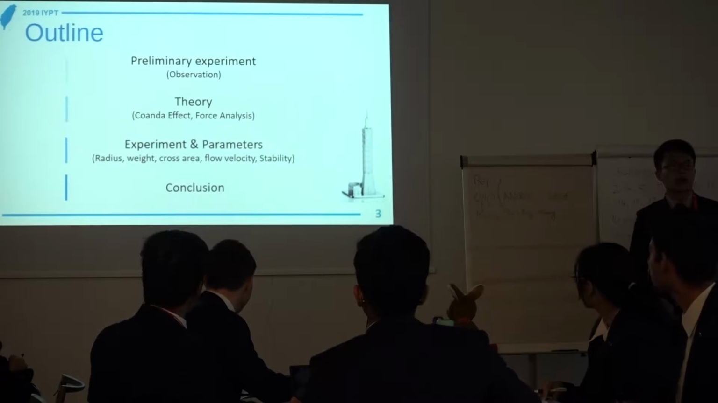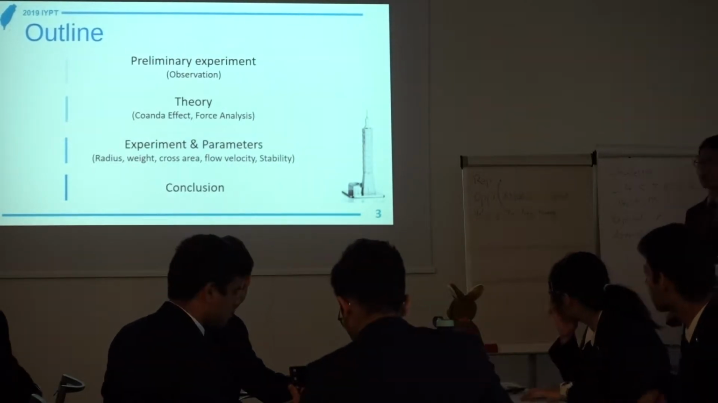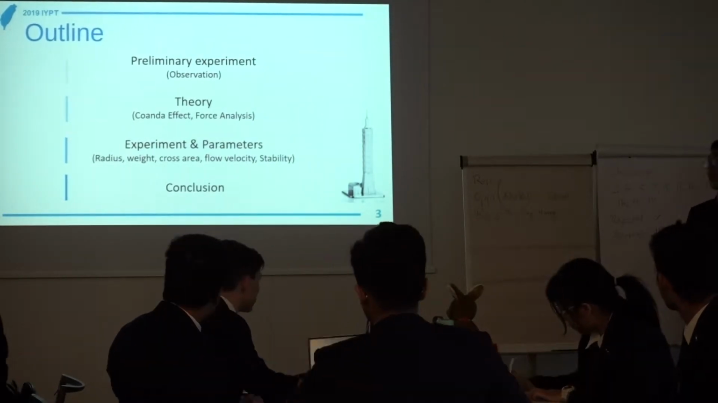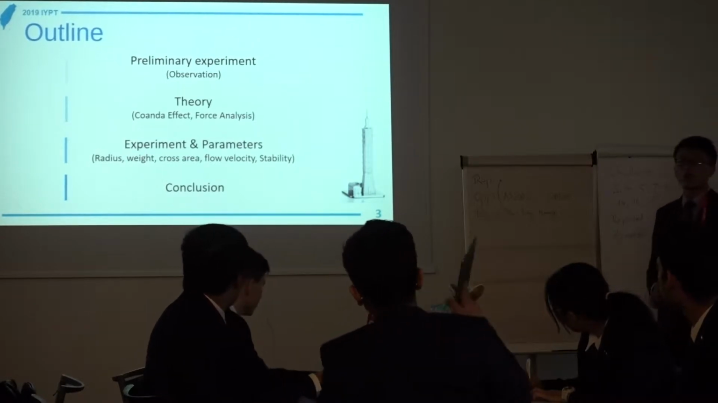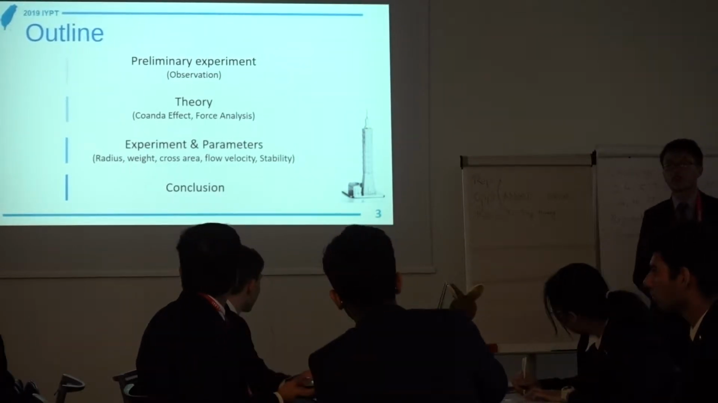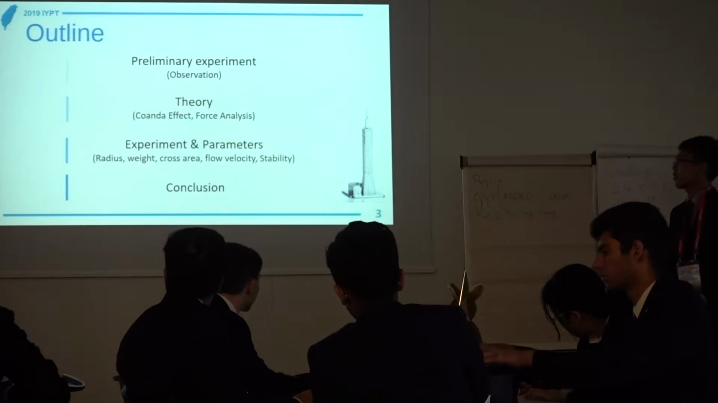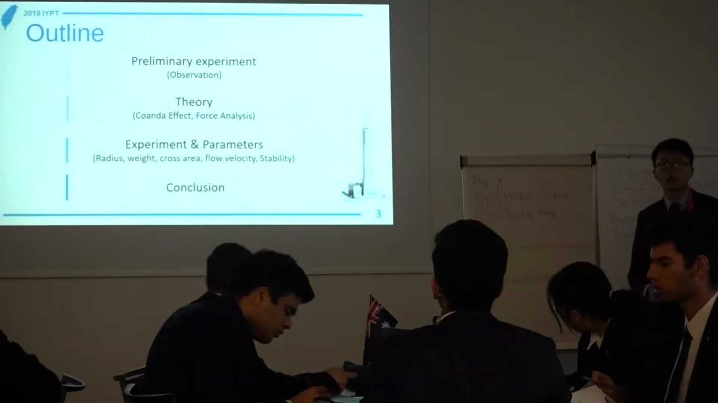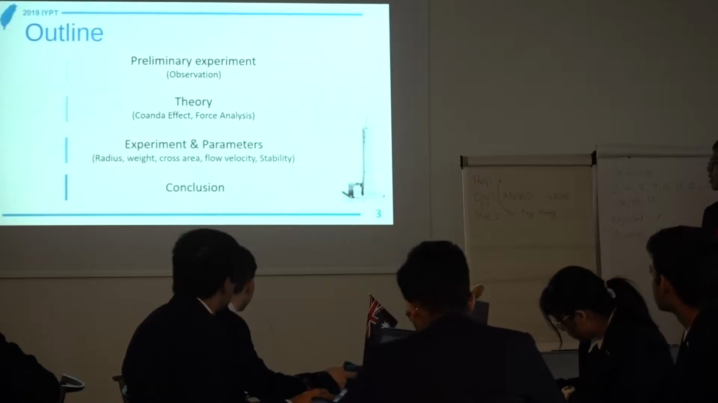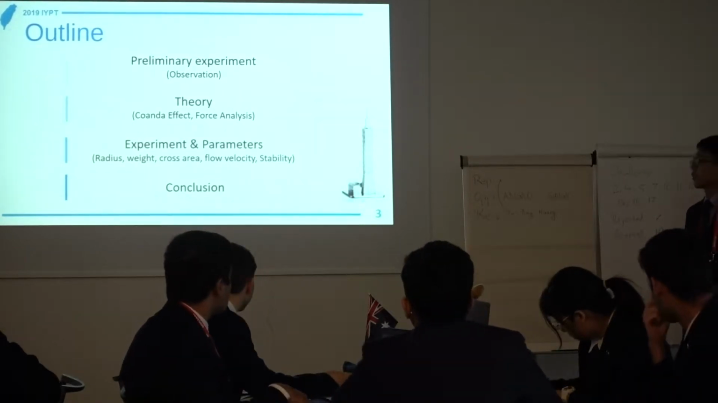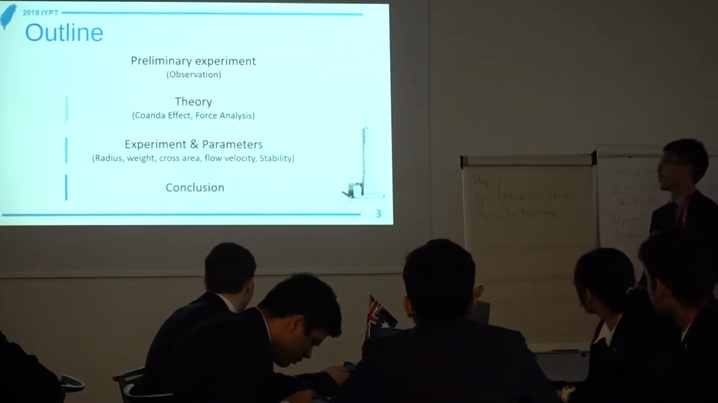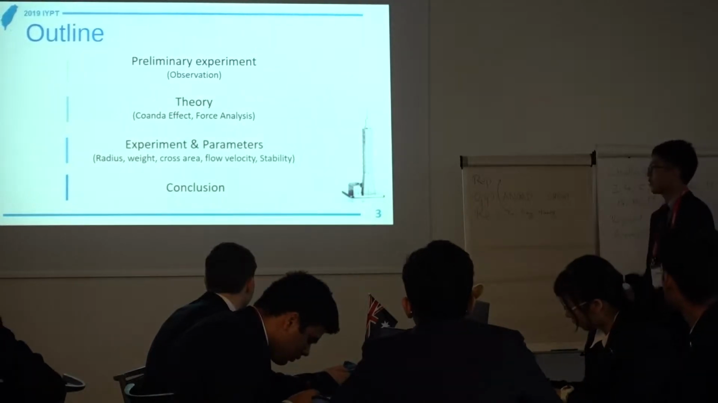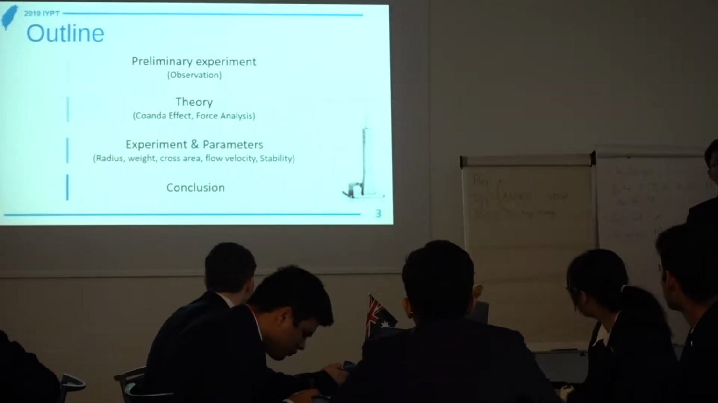So this will be my presentation outline. First, I will give a preliminary experiment by showing you an observation video. In the third part, I will be talking about the corona effect and the force analysis that acts on the light object. And the next part, I will be talking about the experiment parameters, which will be about the radius and weight of the object, the cross area of the water jet, and also the flow velocity of the jet. And also we will be discussing the stability of this. And that will be my conclusion.